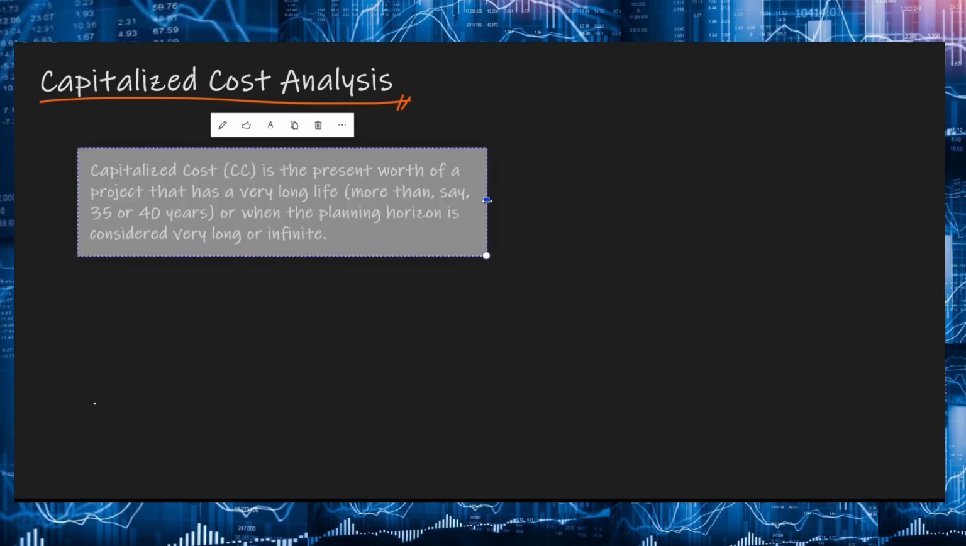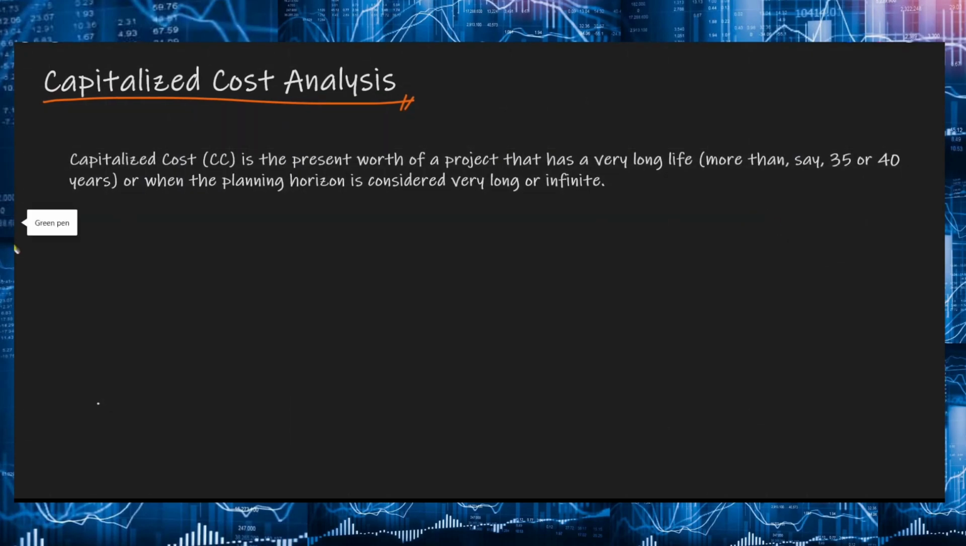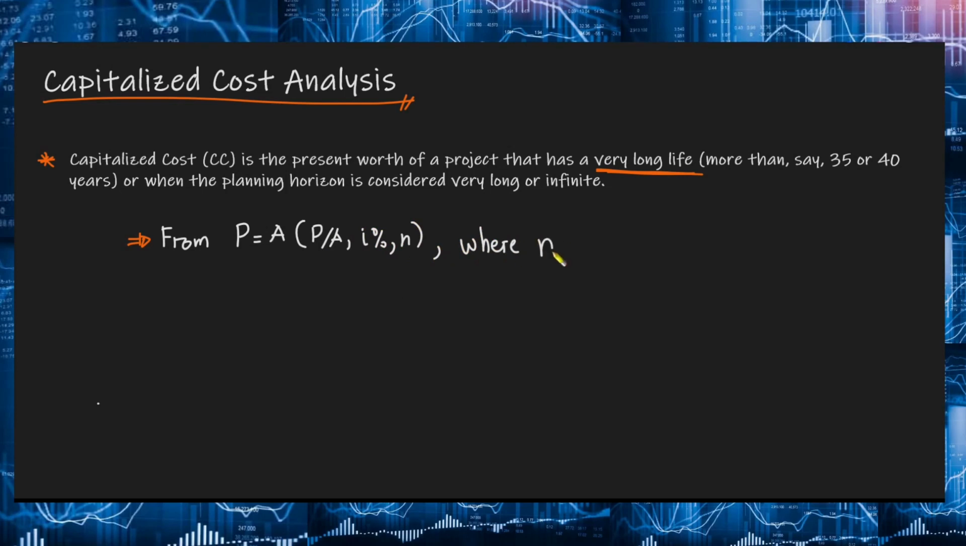So, we call that the capitalized cost or CC. So, this is the present worth of a project that has a very long life or when the planning horizon is considered very long or infinite. Now, the formula to calculate the capitalized cost is simply derived from the present worth relation, P equal to A, multiplied by the uniform series present amount factor, so that is P slash A, and then i% for n years, where n is infinite, so infinity, yung time periods natin dito.